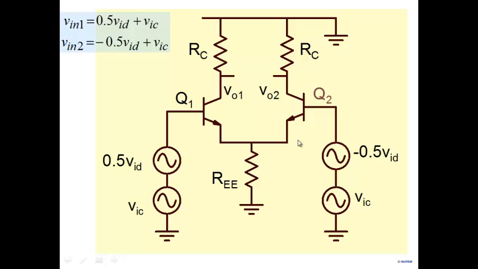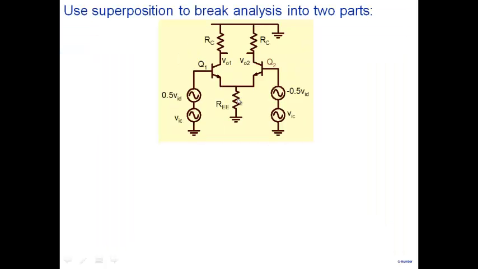So what we are going to do, note that we are doing small signal, and in small signal my transistor is being described by a linear model. And so the whole circuit is linear, and linear means I can use superposition. All right. So now what we are interested in knowing is what is V01 and V02.